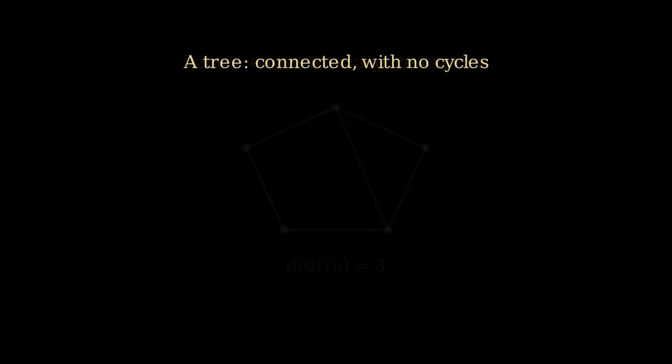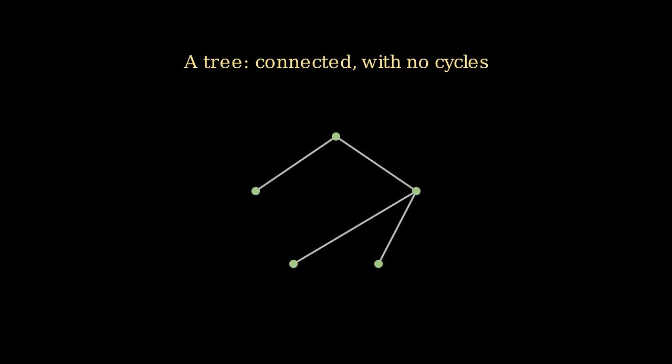A tree is a special kind of graph, one that's connected, meaning you can get from any vertex to any other, and has no cycles, no way to walk in a loop back to where you started.